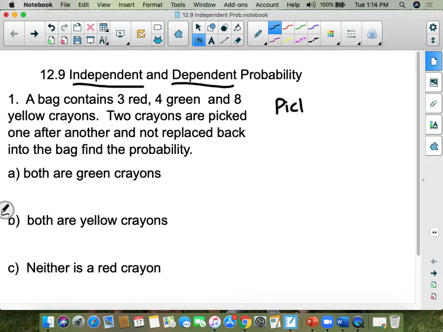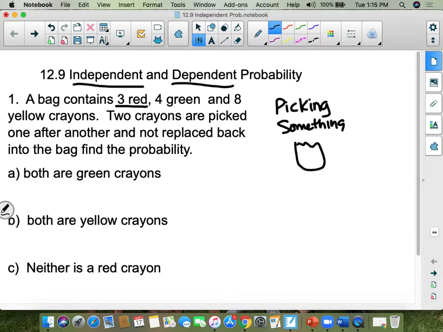picking something out of a bag, and you're not just picking one. You're going to go back in there and pick a second one, and then go back in there and pick a third one and a fourth one or a fifth one. We've never done this before. So let's start with this.